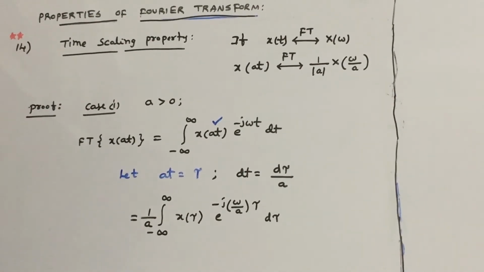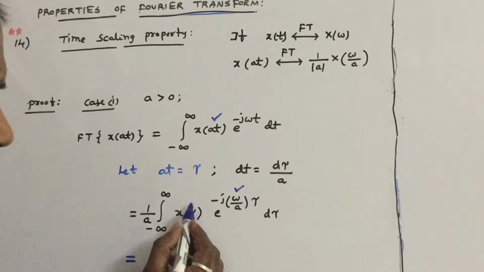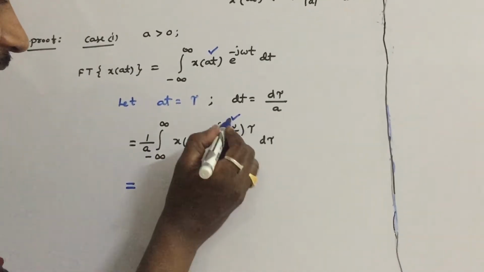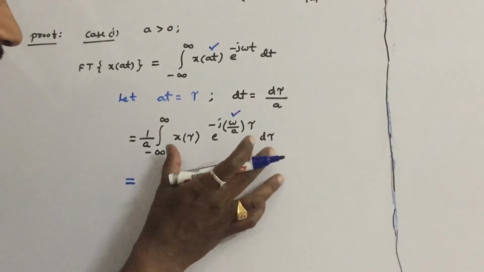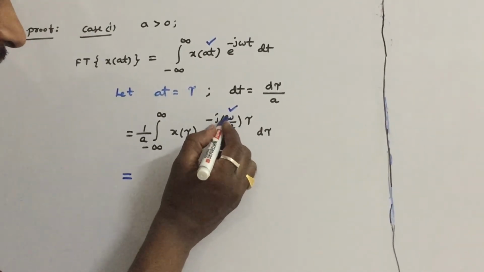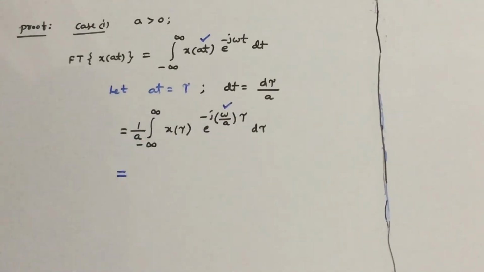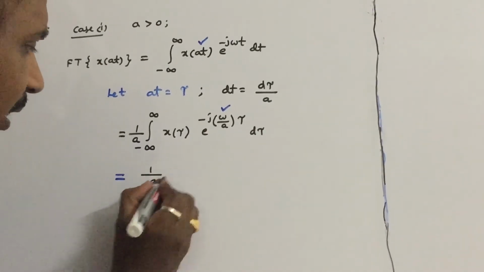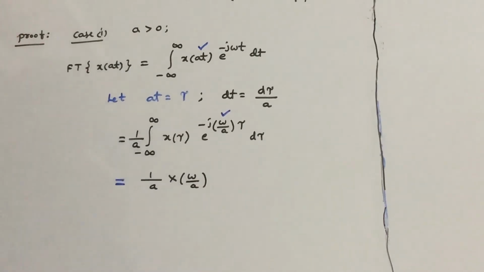You have to clearly observe this. Suppose x of t or x of tau is some function. If omega is there, you can simply write the answer as X of omega. Here, in this transformation, omega by a is there. So what will be the answer of this integral? It will come as a function of omega by a. Therefore, we can write it as 1 by a into X of omega by a. So this is case 1, very simple.